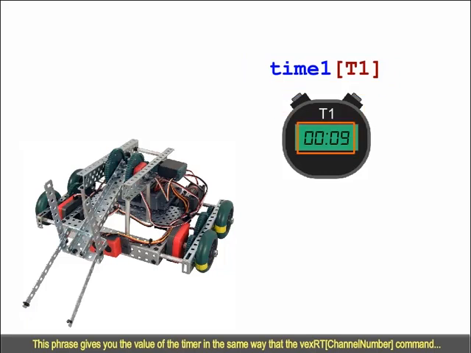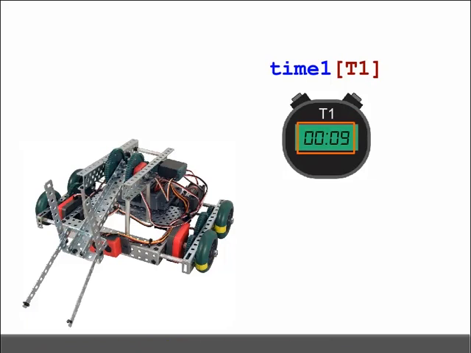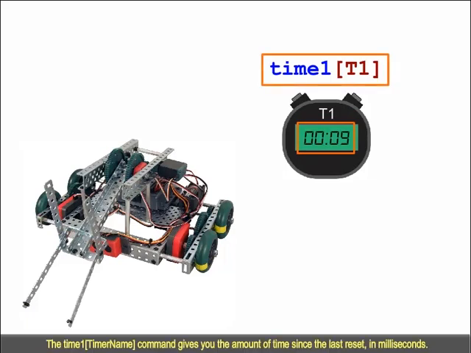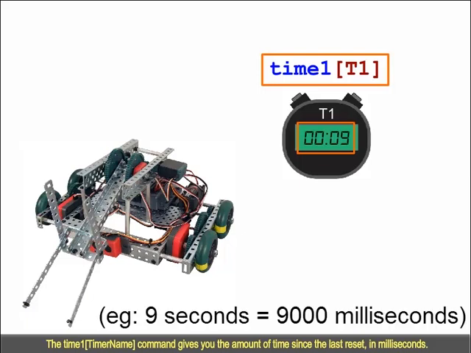This phrase gives you the value of the timer in the same way that the vexrt channel number command gives you the value of a joystick or button input. The time1 timer name command gives you the amount of time since the last reset, in milliseconds.